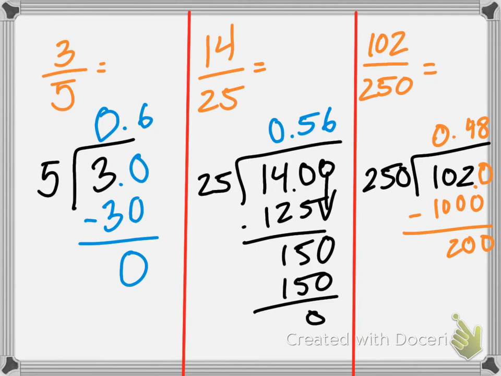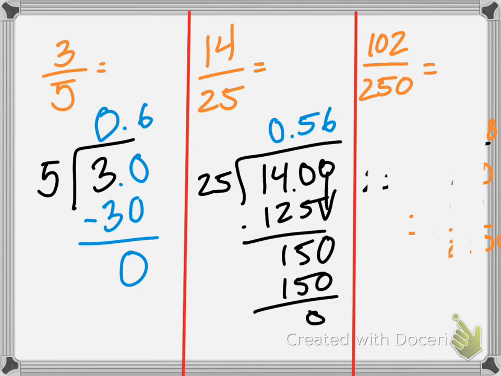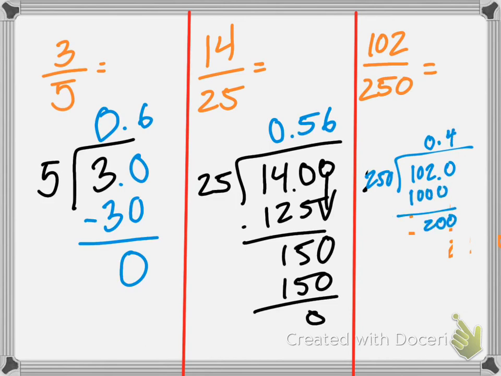It's 408 because 200, it doesn't go in. I got to make it a 2,000. And then that goes in 8 times. So we see that this one got a little bit cramped. But we find out here we had 102, 250 goes in 0 times. Here it goes in 4 times. That's 1,000. We get 20. We bring down another 0. It goes in 0 times. We bring down another 0. 2,000. We get 8 times.